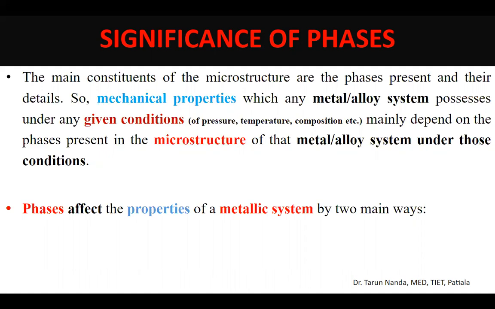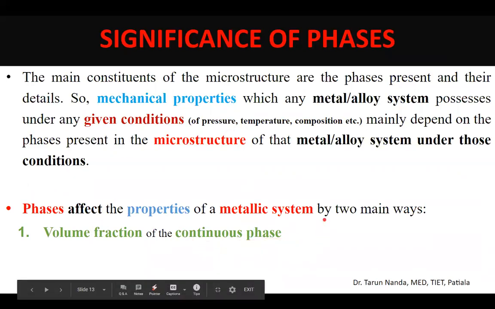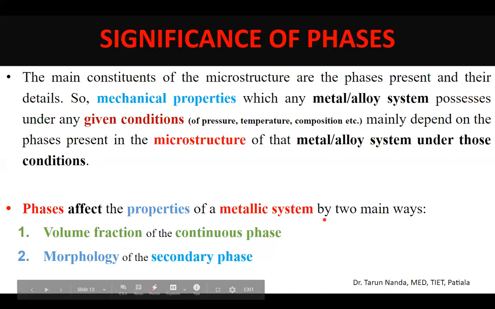And similarly, we'll also try to understand how the phases present in a microstructure of a material system affect the properties of that material system. But this would be taken in detail in the next lecture. But generally, we'll divide the phases into two categories. The phase which would be occupying the maximum volume fraction in the material system's microstructure would be referred to as the primary phase or the continuous phase. And the phases which would not have the maximum volume fraction, they would be referred to as the discontinuous phase or the secondary phases.